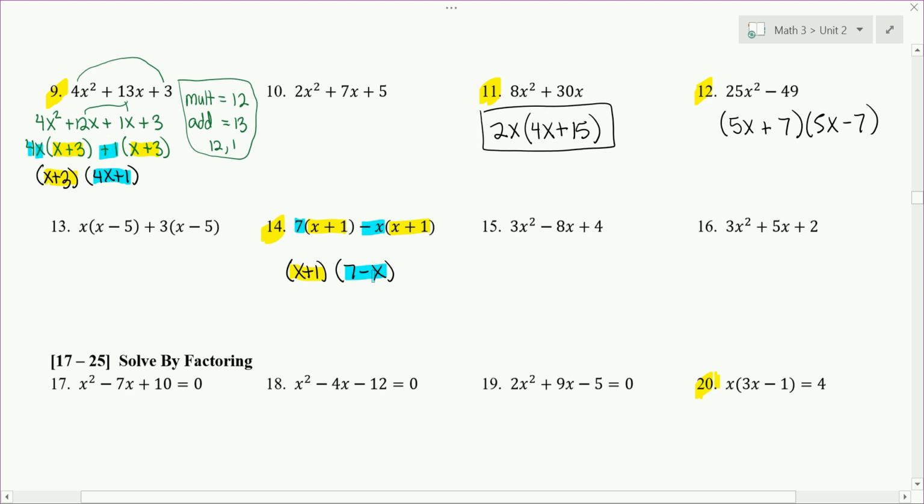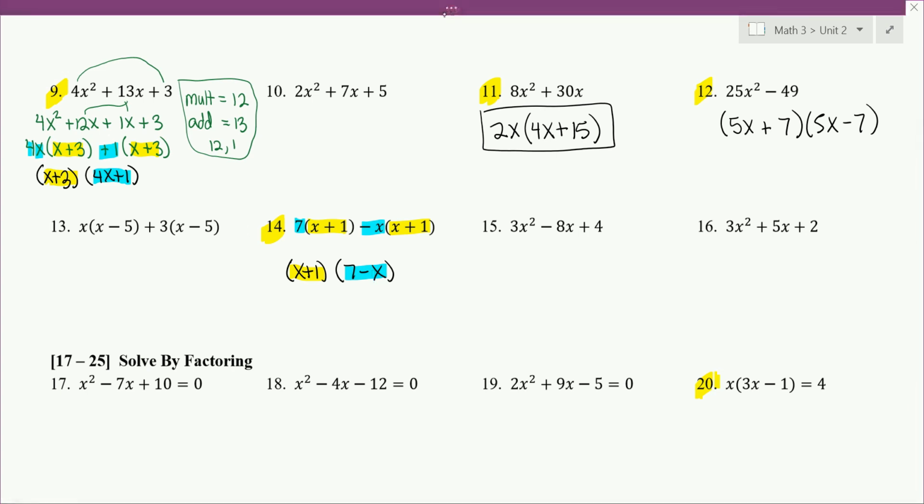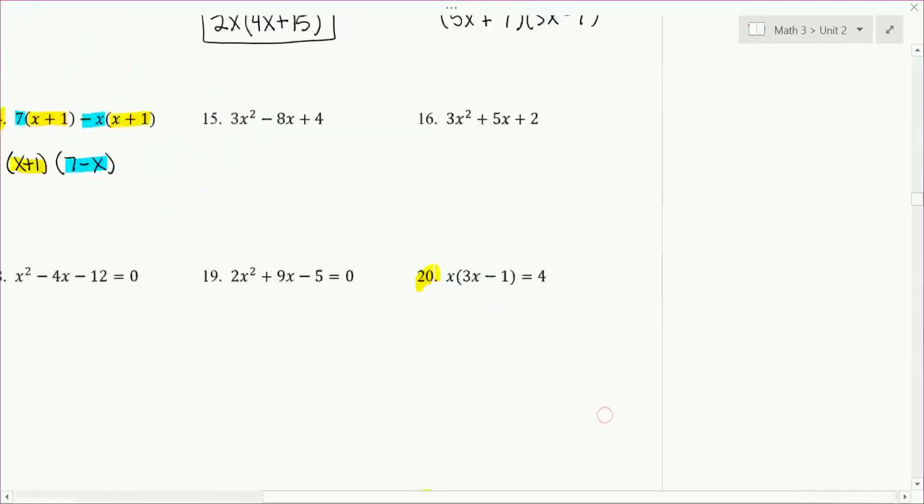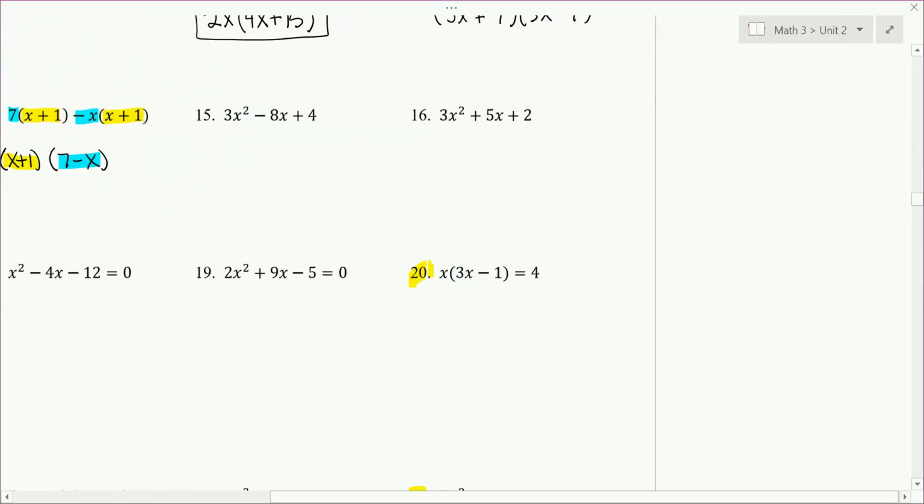Next part, number 20, we're going to look at, and we're to solve by factoring. So we want to factor and solve by factoring. When you solve by factoring, you need to make sure your equation's equal to 0 before you factor it. Notice number 20 is kind of factored already, but it's not equal to 0. So when you have that case, you're going to have to multiply it back first. So 3x squared minus x equals 4. And make this equal to 0 by subtracting both sides by 4.